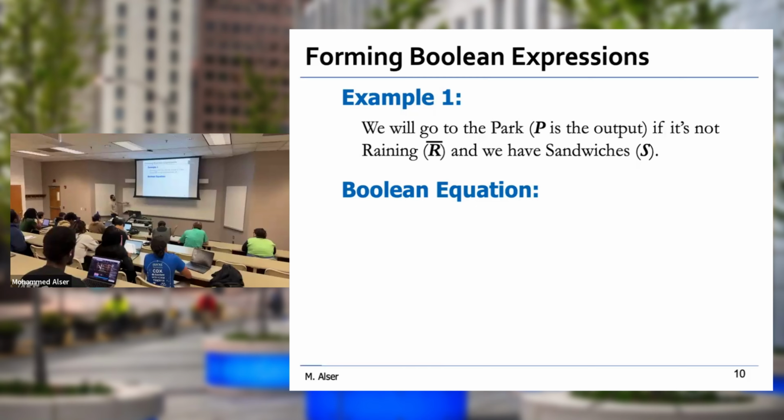Okay? Now we look at the output. Where is it 1? Over here. So this would be our equation. So P is the output. And we say P equals RS.